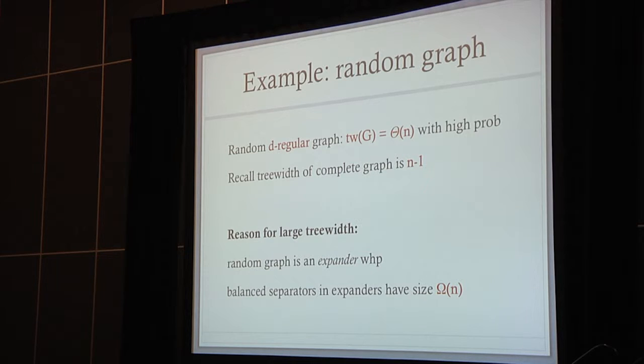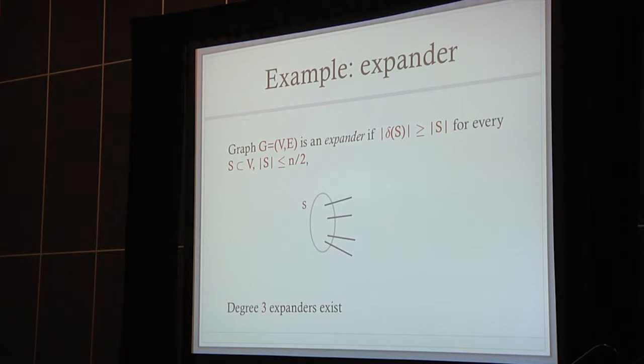Okay? Now, I don't want to go into the precise definition, but let's see what an expander is. An expander is a graph where for every set S which is not too big, that means it's not more than n over 2 vertices, the number of edges going out is at least the size of S. So it's expanding. And constant degree expanders exist, and they're a very important class of graphs. And random graphs are expanders with high probability, and these don't have small separators. They have linear size separators, and so they're complicated from a tree width point of view.